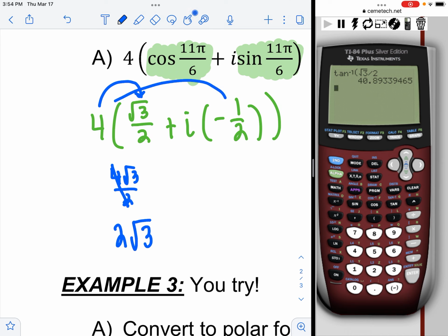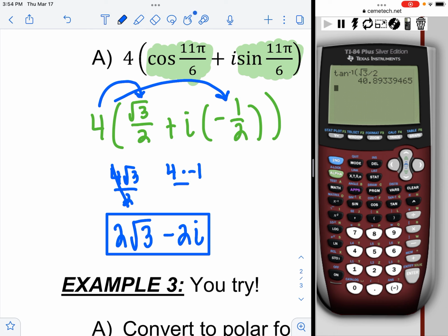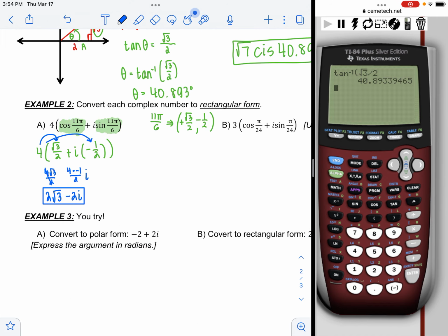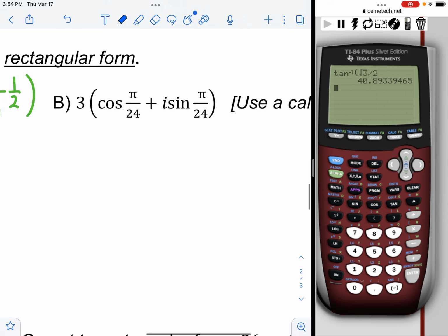Now I'm going to distribute my 4. 4 times negative 1 is negative 4. Divided by 2 is negative 2. So this is minus 2i. If you didn't catch where that minus 2i came from, once again, it's 4 times negative 1 divided by 2, and then times i. This is multiplying right here. Okay? Easy, right? All right, let's look at the next one right here.